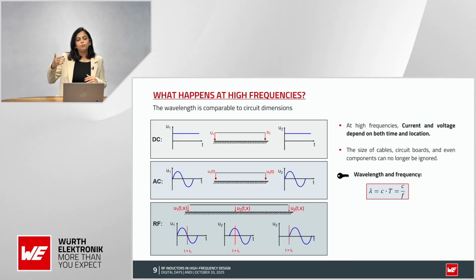But as we move towards higher frequencies, the wavelength becomes comparable to the physical length of wires, PCB traces, or transmission lines. So the voltage and current vary with position due to wave propagation and reflections. Therefore, the size of cables, circuit boards, and even the components can no longer be ignored.